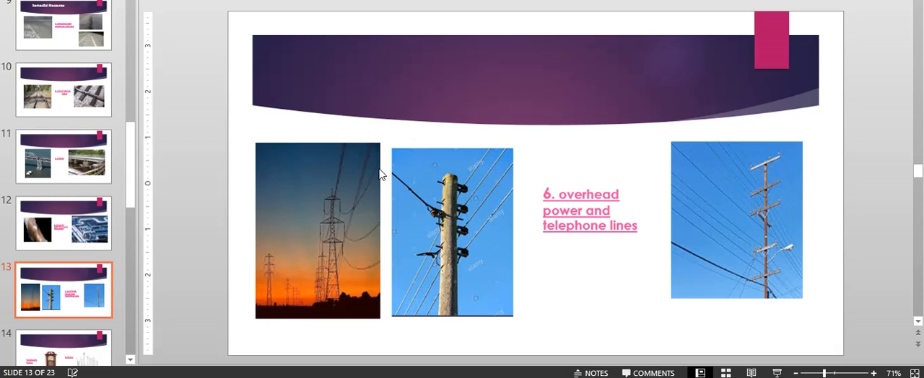This is another harmful effect of thermal expansion and contraction. If these overhead power and telephone lines are held too tightly or too loosely with these poles, due to expansion and contraction, these power lines can either come near the Earth's surface due to the expansion, or contract tightly due to cold. So these power lines must be fixed in such a way that they are neither so loose nor so tight.